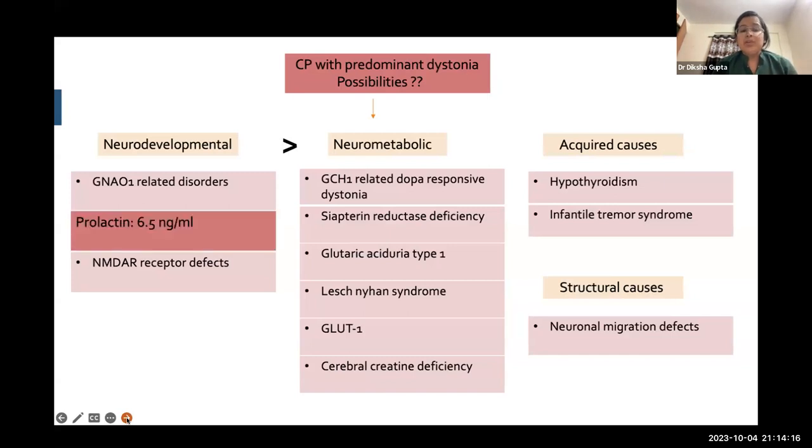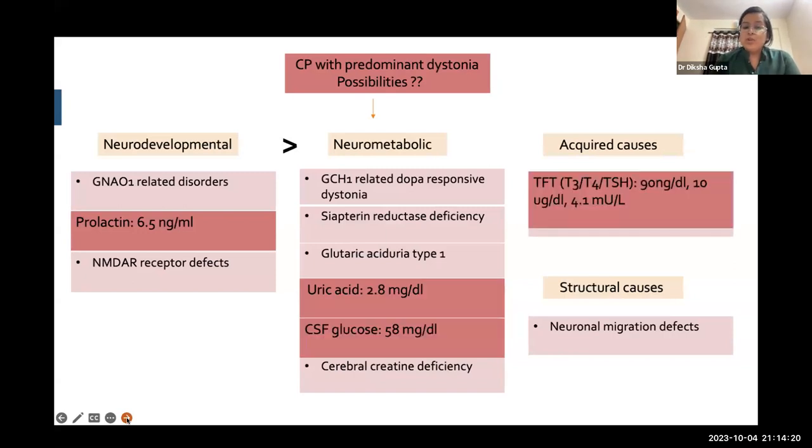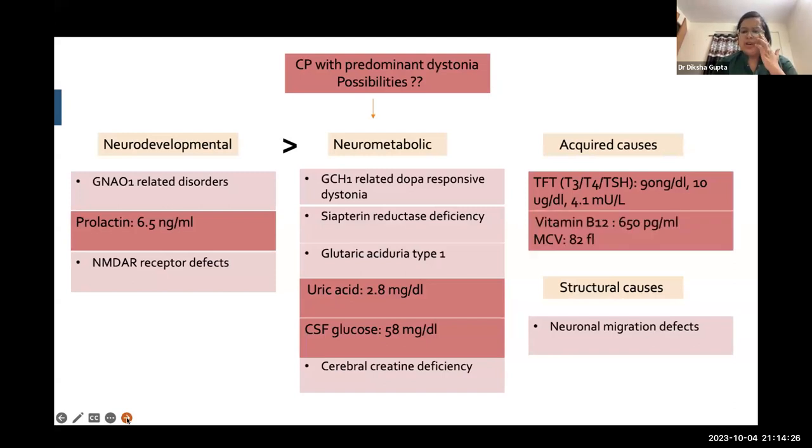The prolactin for neurotransmitter defects was normal. He had normal uric acid, CSF glucose was normal, and his thyroid profile was normal, along with the vitamin B12 levels and MCV, ruling out the acquired causes. Unfortunately, we don't have the images of the MRI brain, but they had a report saying that MRI brain was normal. Again, keeping structural possibilities out of the possibility box now.